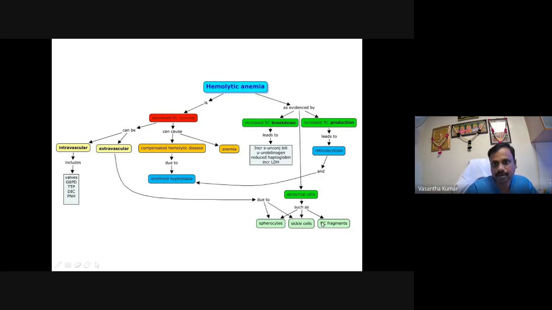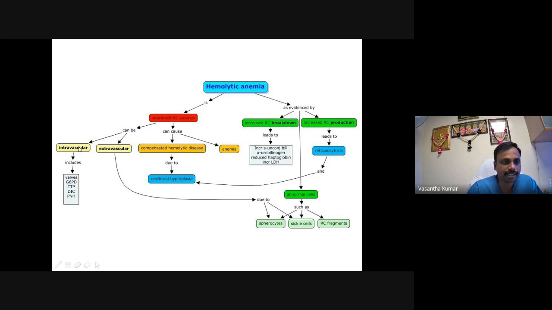Next, because of hemolysis, the bone marrow is intact. The bone marrow is not hypofunctioning. The bone marrow will hyperfunction in hemolysis to compensate the loss. So there will be hypercellularity in the bone marrow, and the reticulocyte count also will be high. So that is the reason for erythroid hyperplasia in hemolytic anemia.